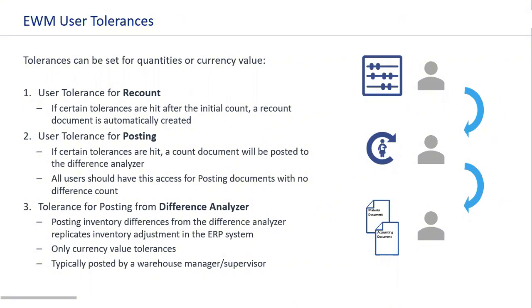from the differences that are found, from the difference analyzer, which replicates inventory adjustment in the ERP system. So even though you might post from a count and update your inventory in the warehouse, it still financially wouldn't have gone through until somebody, e.g. a finance manager, has posted those through the difference analyzer. It does say typically posted by warehouse manager or supervisor. I don't think that will be the case. I think it will be finance once it goes over a certain limit.